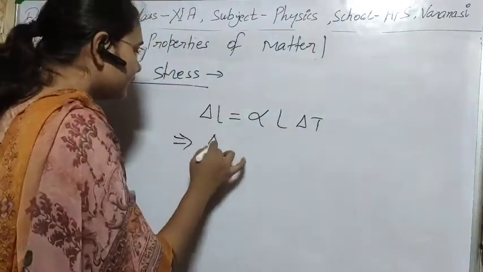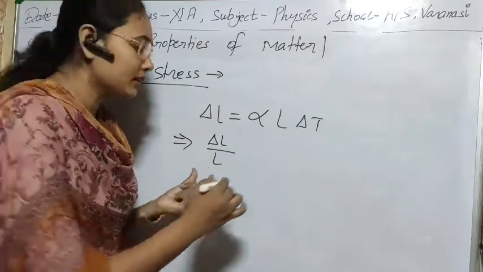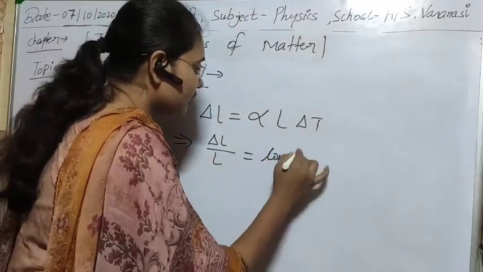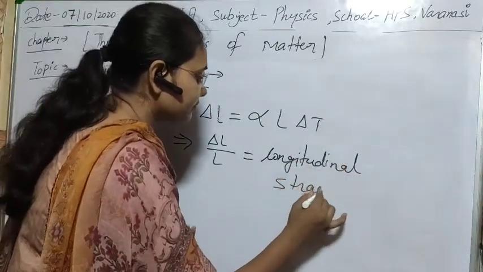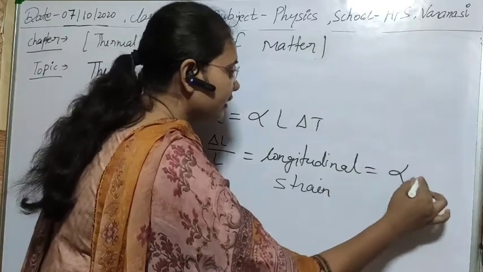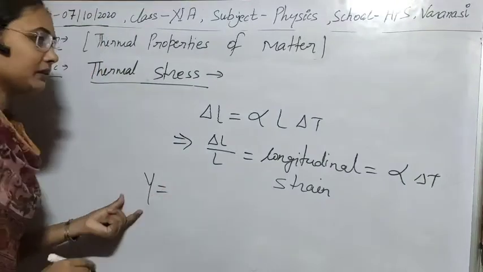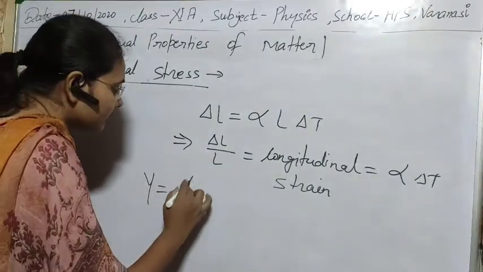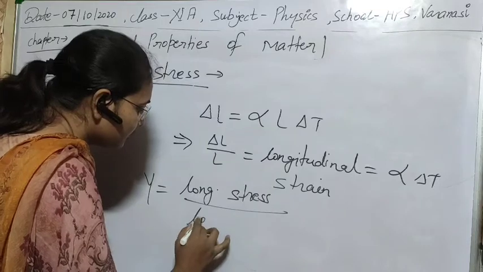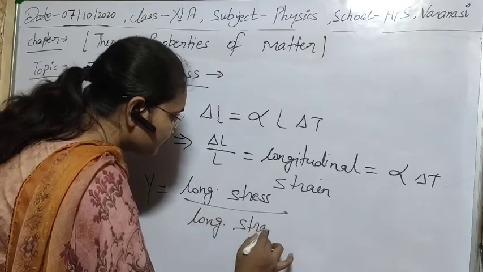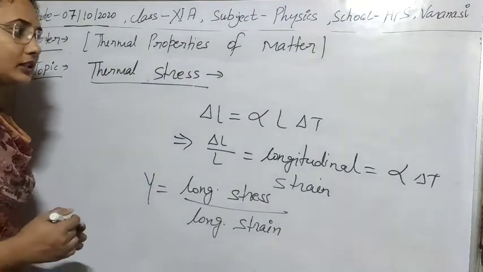So we can calculate delta L by L from here, and you know that this is change in length upon original length. This is also known as longitudinal strain, and its value will be alpha delta T. Now as we know, the Young modulus for the material of the body is given by longitudinal stress upon longitudinal strain. So from here we can easily calculate the value of longitudinal stress.